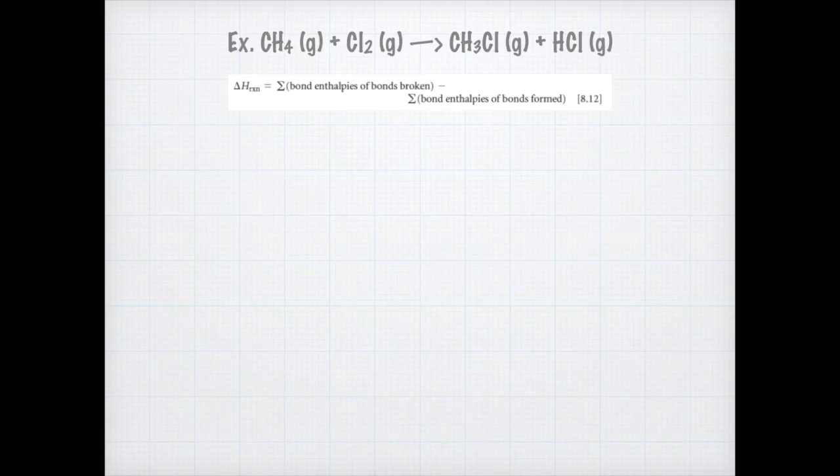So here's your formula. Notice it's bond enthalpies that are broken, which is your reactants, minus your bond enthalpies that are formed, because your bond enthalpies will always be positive values, and therefore in order to represent that, it's our reactants that go first, and then we take the negative of the bond enthalpies of our products. And keep in mind that that symbol right there represents the sum, so we're going to sum all the bond enthalpies that are broken and subtract from that the bond enthalpies that are formed.